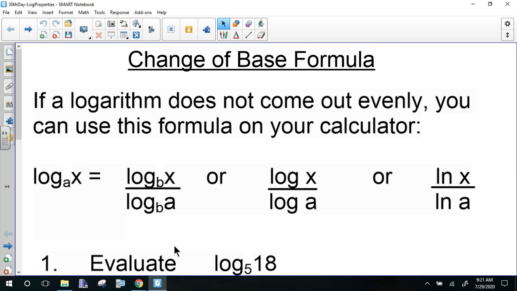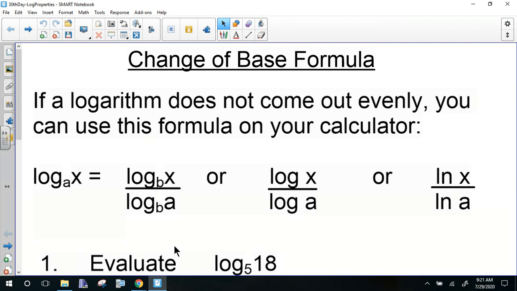Good morning, class. Today we're going to continue with our unit on logarithms and exponential functions. And today we're going to start out by explaining what the change of base formula is. It comes in real handy when you don't have a calculator. The change of base formula converts a log into a numerical answer.